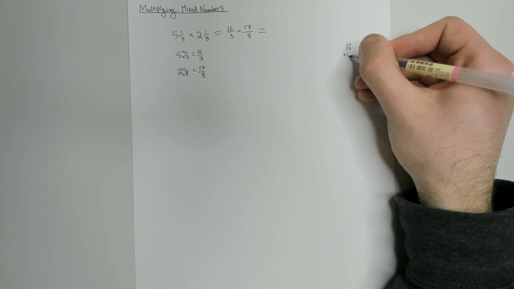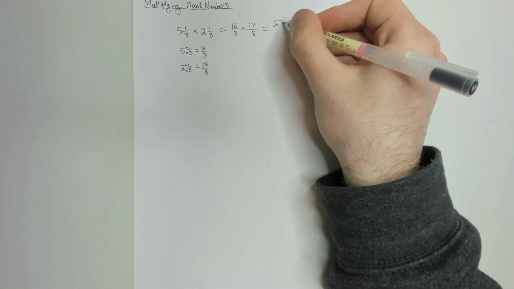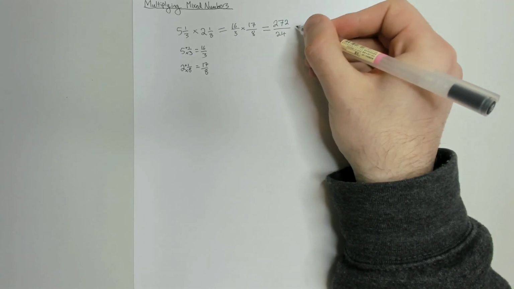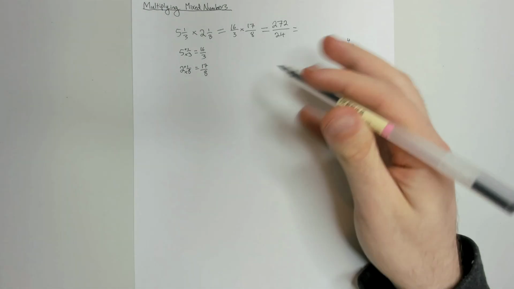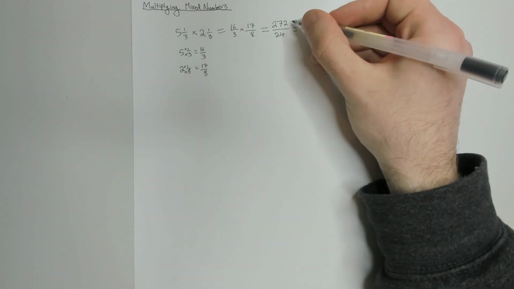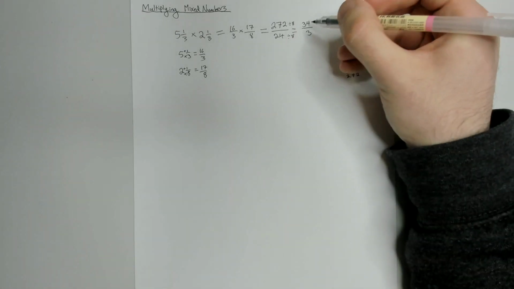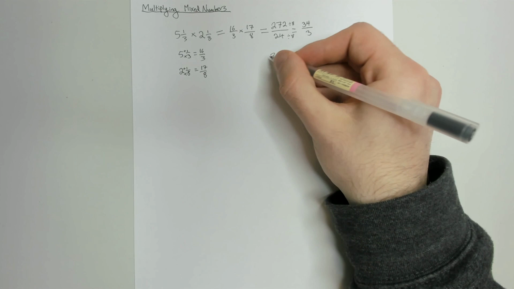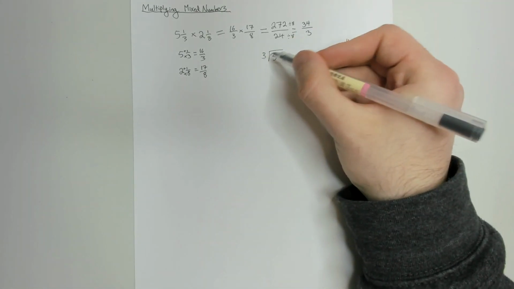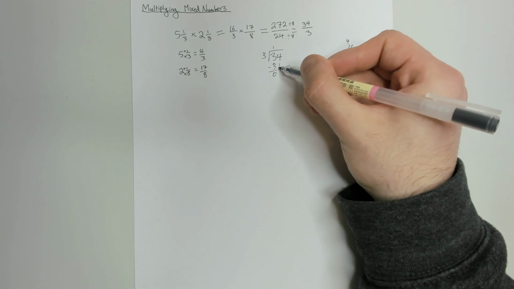16 times 17 might not be the easiest multiplication, so let's go ahead and do it. You get 272 on top. We get 24 on the bottom. Now this can be simplified, and you can check this. It can be simplified by dividing the numerator and denominator by 8 each, and we get 34/3. And since we started with mixed numbers, it's probably a good idea to convert this back into a mixed number. We just do that by proceeding with some long division.